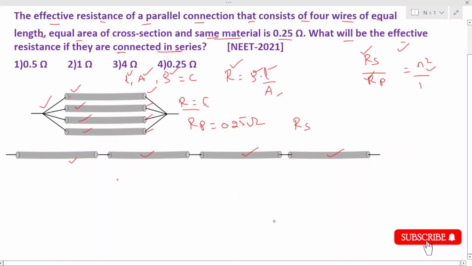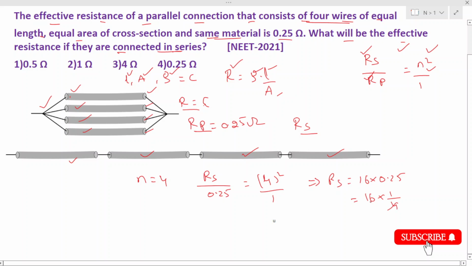Now in this case we have 4 resistors, we have 4 wires, so N is equal to 4. He gave us Rp, you have to calculate Rs. Using this formula, I can write Rs by Rp, that is Rs by 0.25, is equal to 4 whole square by 1. That implies Rs is 16 into 0.25, that is 16 divided by 4, which is 4 ohm. So this is how we solve this sum using this formula.